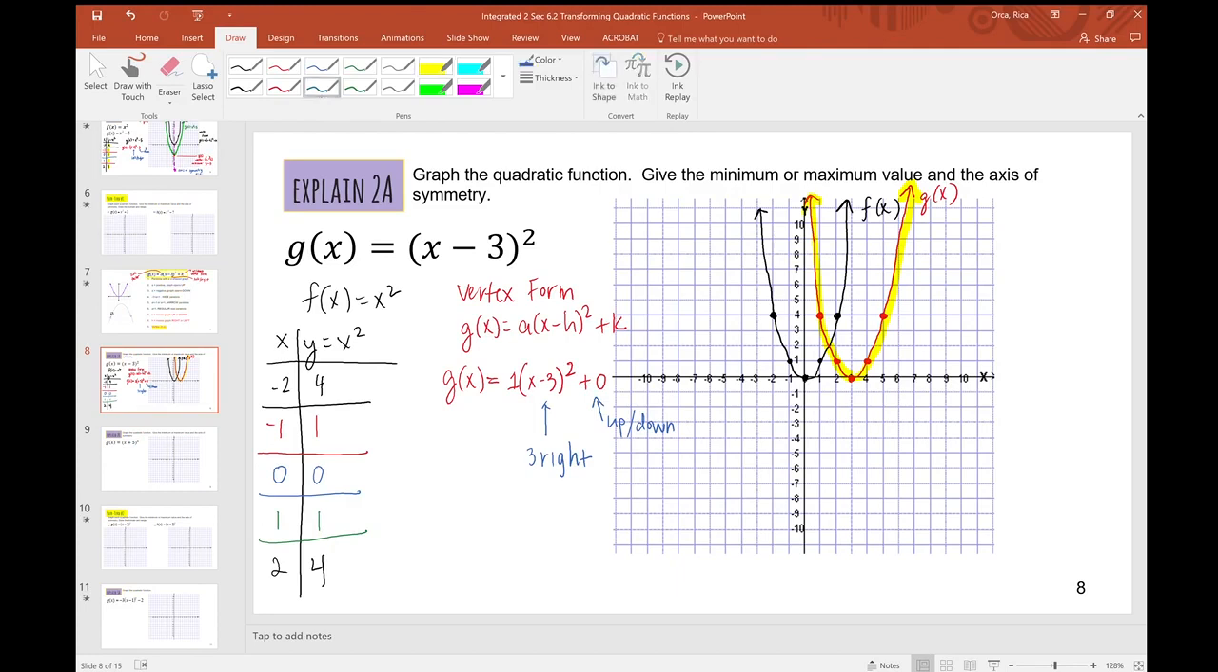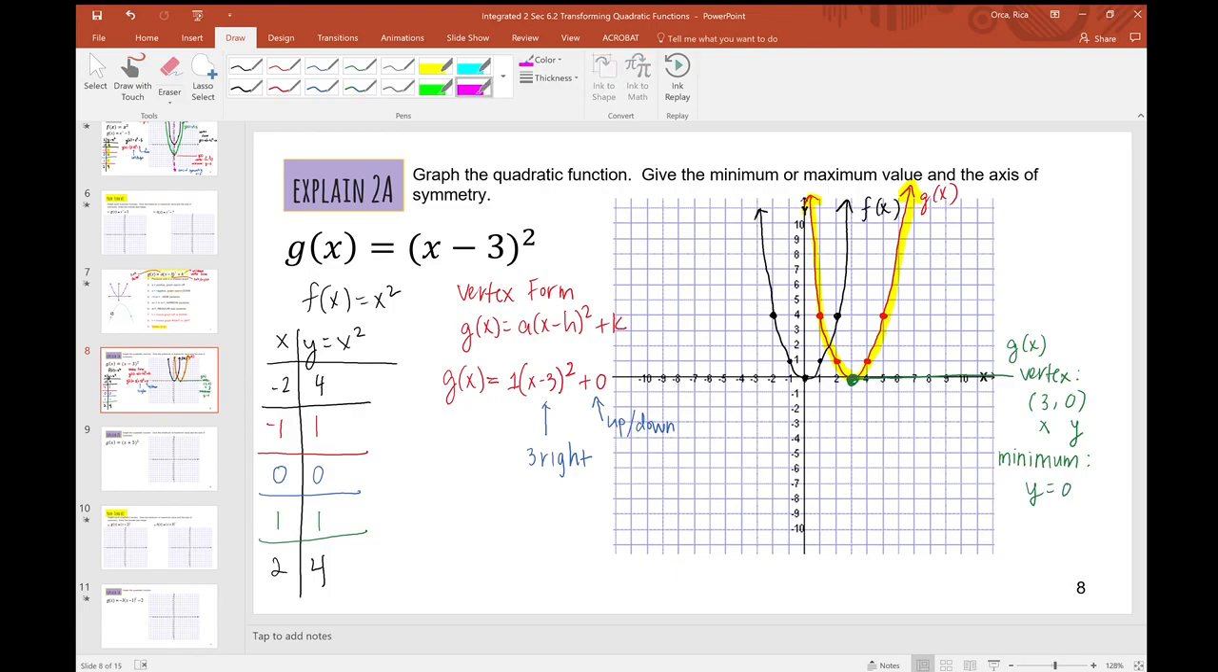Now let's identify the key parts. The vertex of g of x is at (3, 0). X equals 3, y equals 0. Our parabola opens up, which means that our vertex is also the minimum. And our minimum y value is at 0.